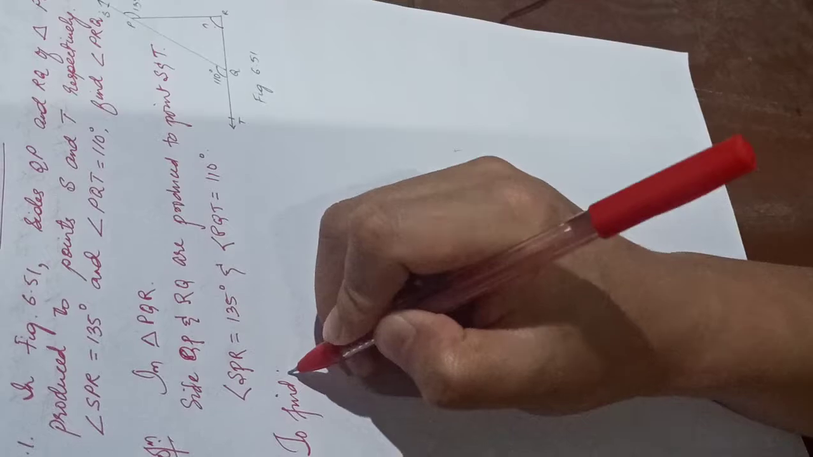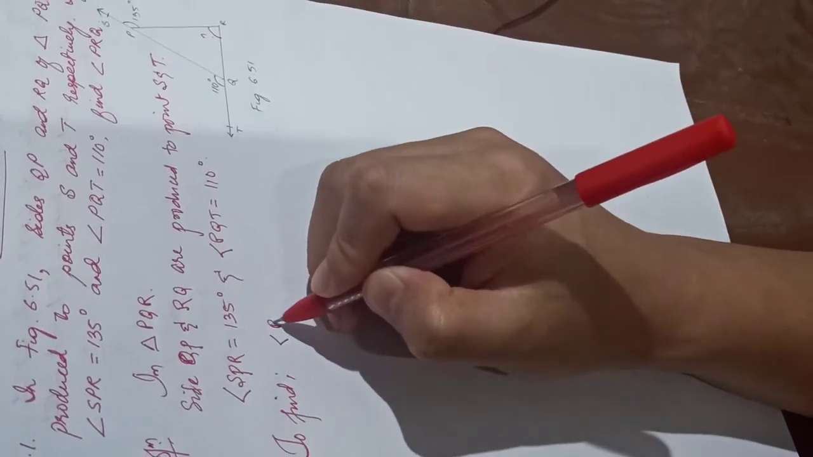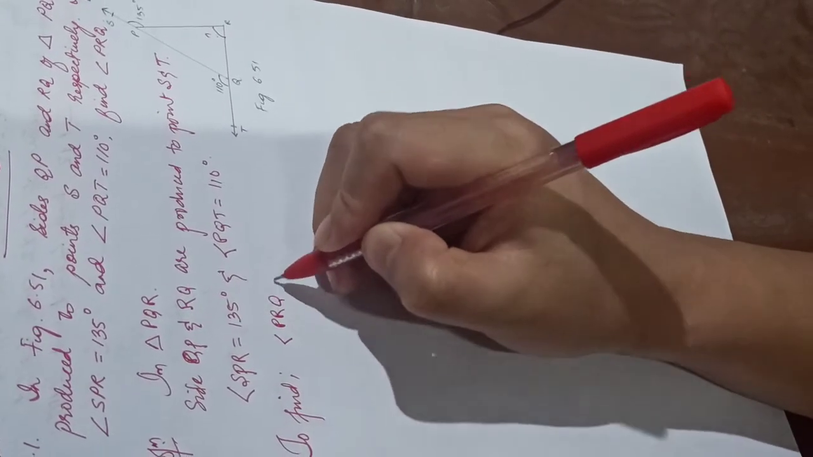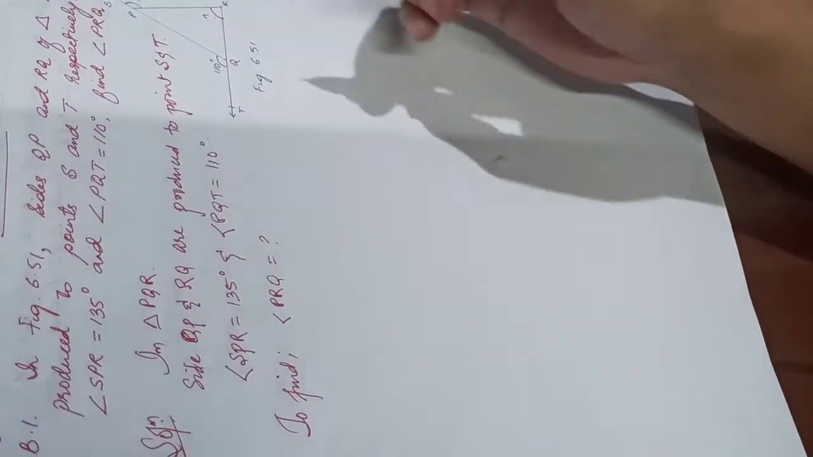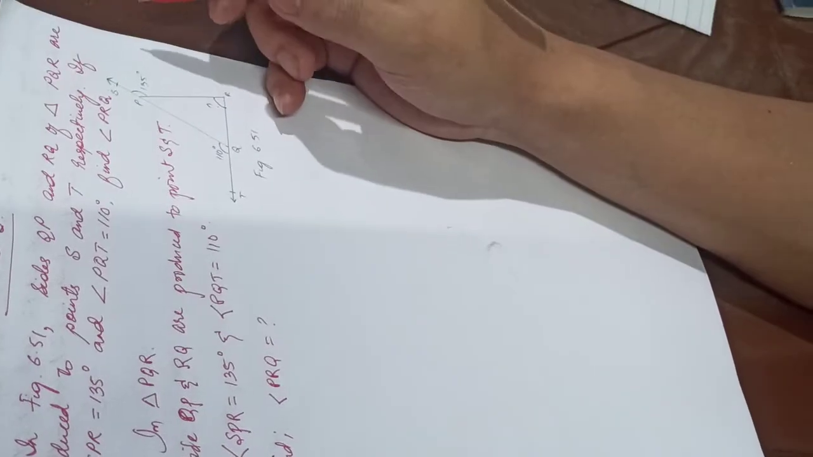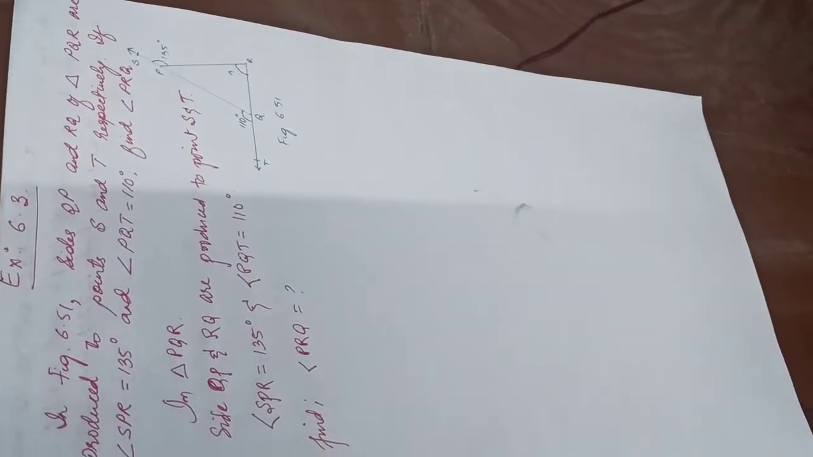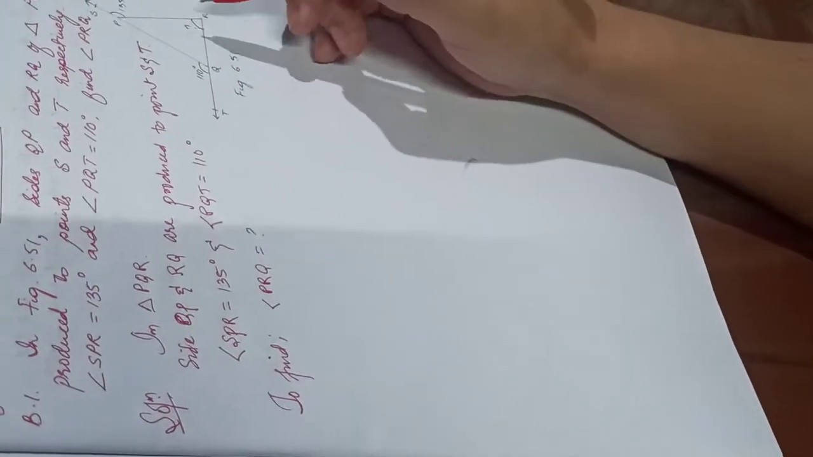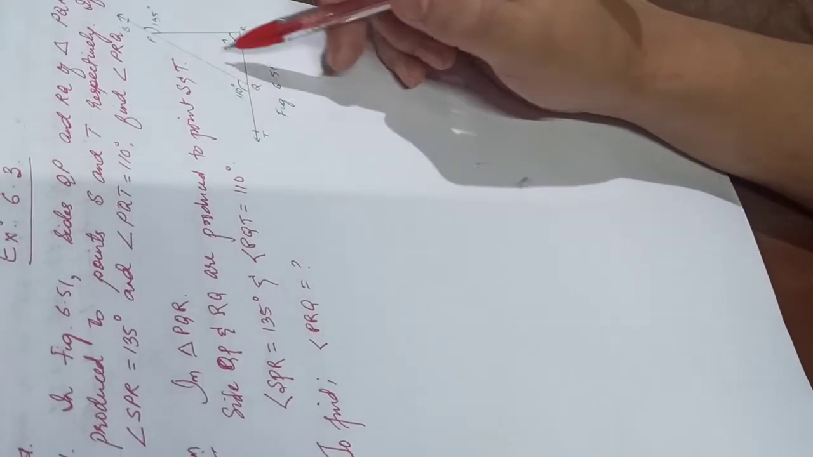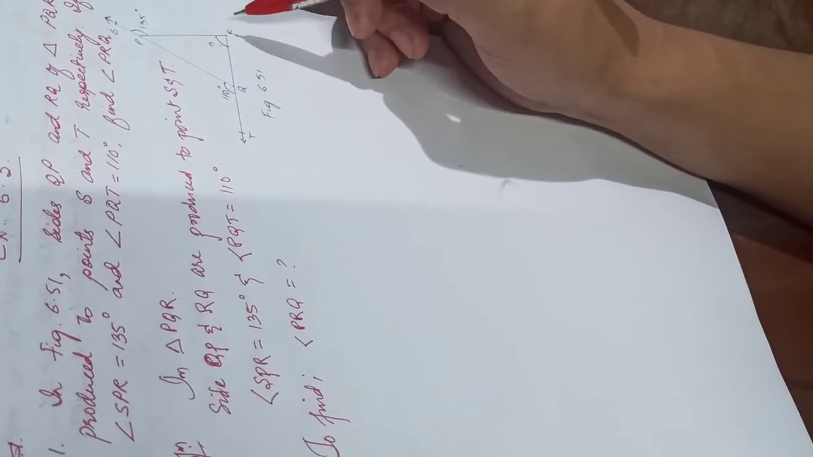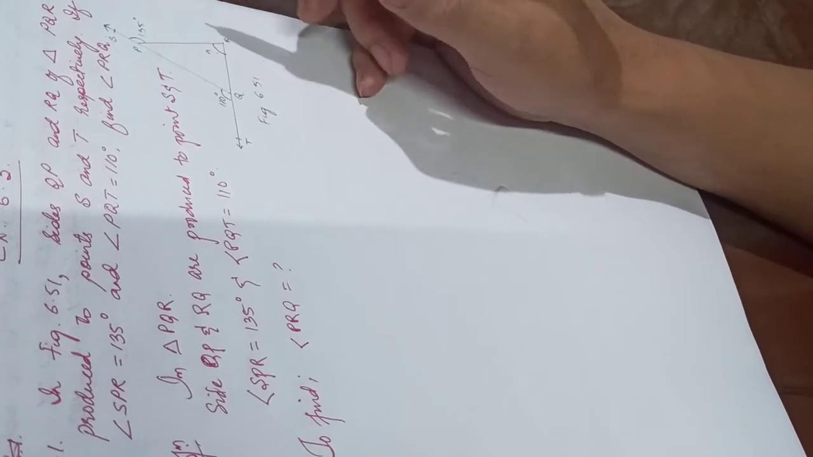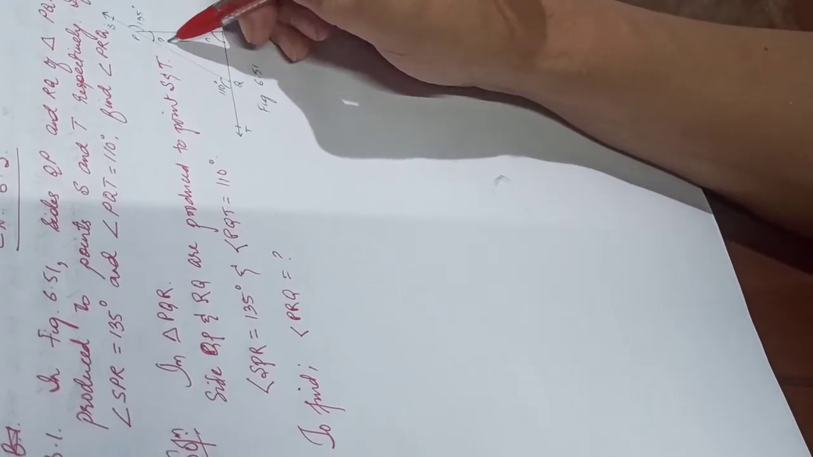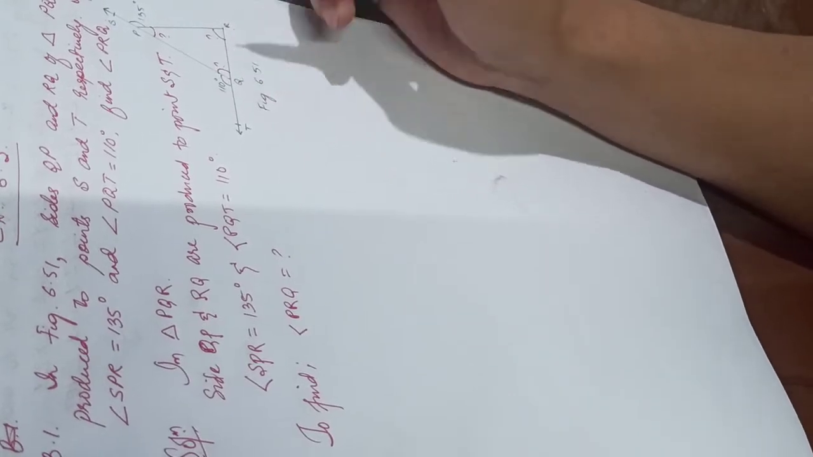We need to find angle PRQ. Yes, we need to find angle PRQ. So here, if you take a look at this, you can calculate two angles. The choice is yours. You can calculate angle PQR or angle QPR. That is, you can either calculate this angle or this angle.